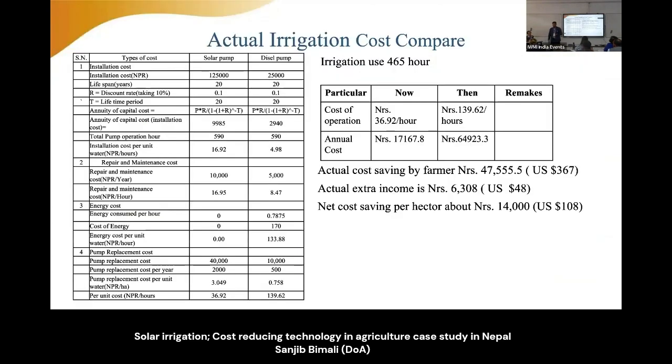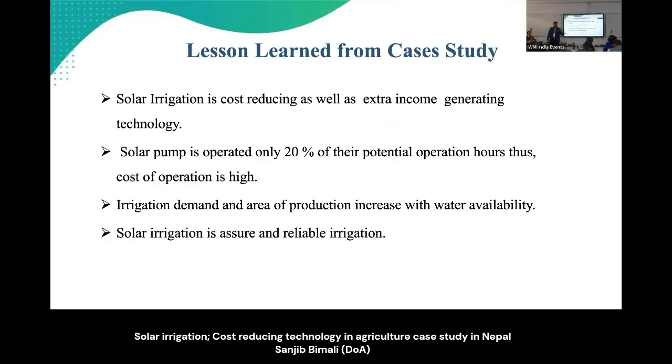Next, please. Similarly, the hidden cost behind operating those farms shows that he has an actual income of around $364, and extra income is just $48, and the net saving per hectare is around $408. Thank you. Next slide.